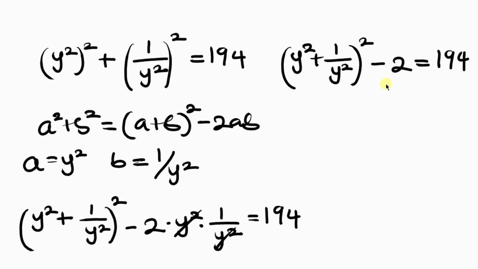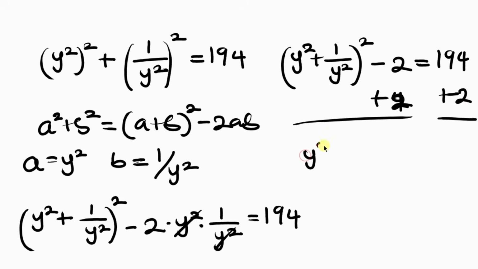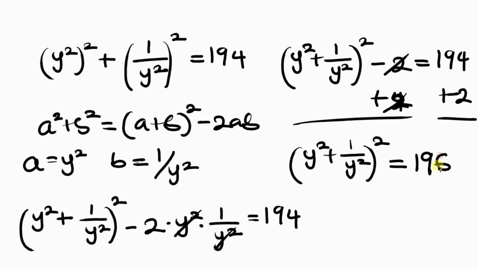Now, let's move this negative 2 to the right hand side. We can do that by adding 2 to both sides. So I'll add 2 to the left hand side. What do we have? I have (y^2 + 1/y^2) all raised to the power of 2. Now negative 2 plus 2 is 0, and this is equal to 194 plus 2, which gives 196. Very good. We're getting somewhere.